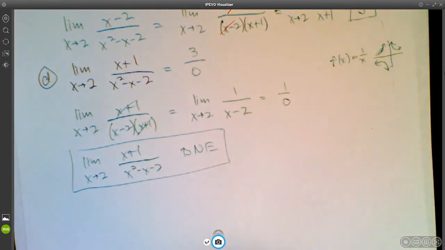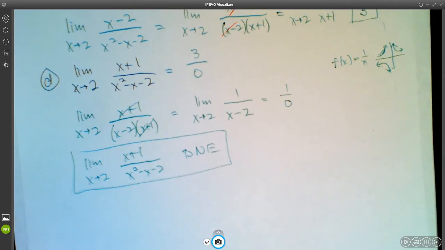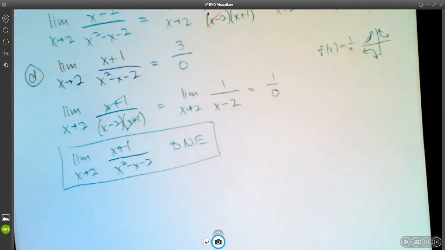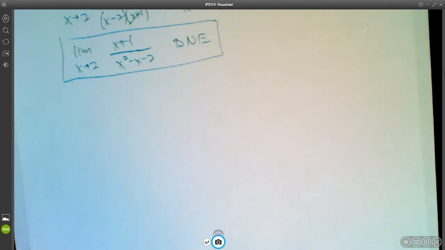Okay, you can make a table of values if you feel more comfortable doing that. But it's good to know what graphs look like. Okay, let me give you one more.